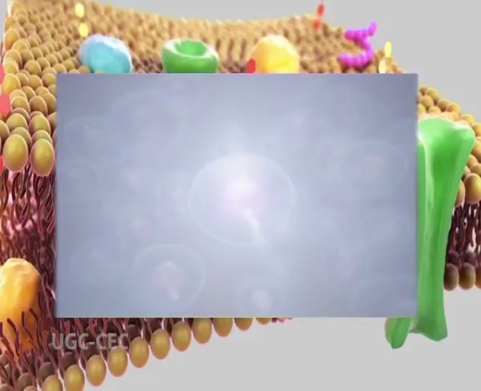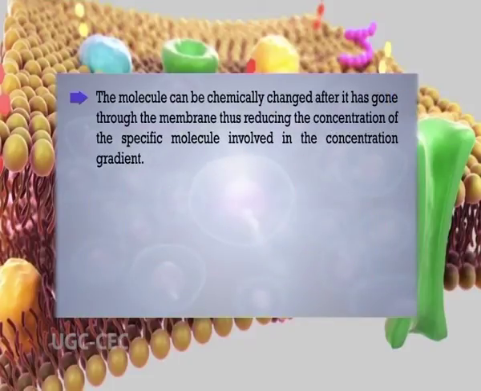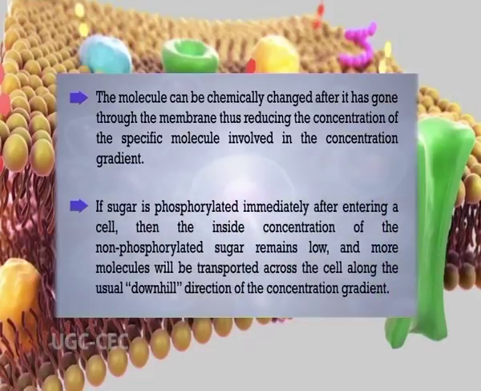Number 2, the molecule can be chemically changed after it has gone through the membrane, thus reducing the concentration of the specific molecule involved in the concentration gradient. If sugar is phosphorylated immediately after entering a cell, then the inside concentration of the non-phosphorylated sugar remains low, and more molecules will be transported across the cell along the usual downhill direction of the concentration gradient.